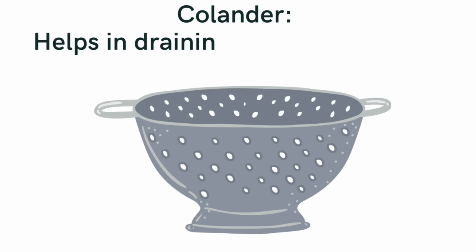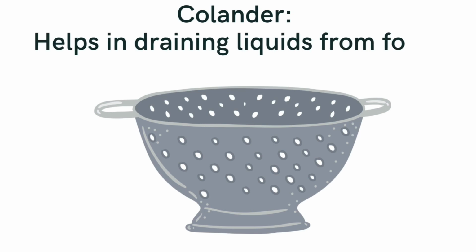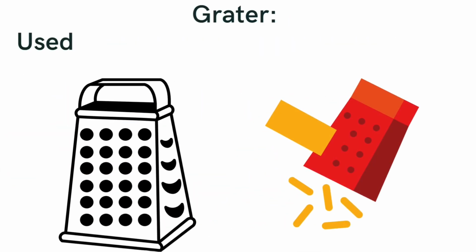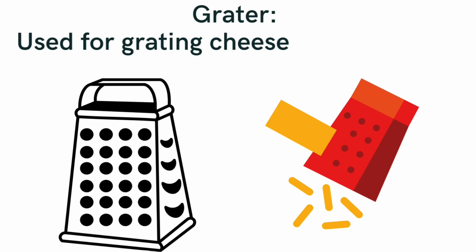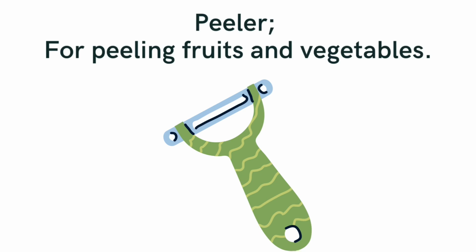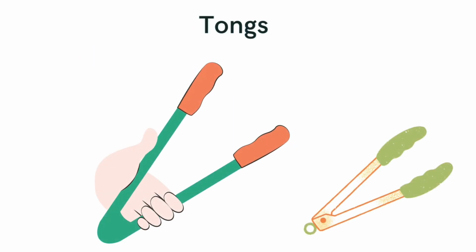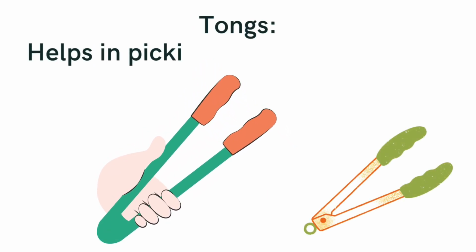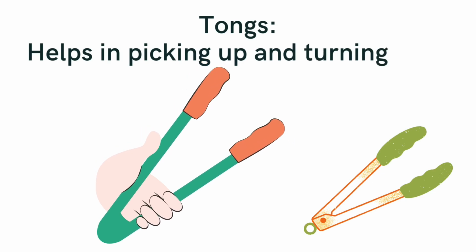Colander, helps in draining liquids from food. Grater, used for grating cheese or vegetables. Peeler, for peeling fruits and vegetables. Tongs, helps in picking up and turning food.